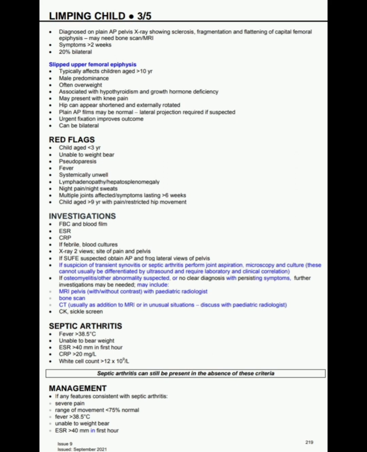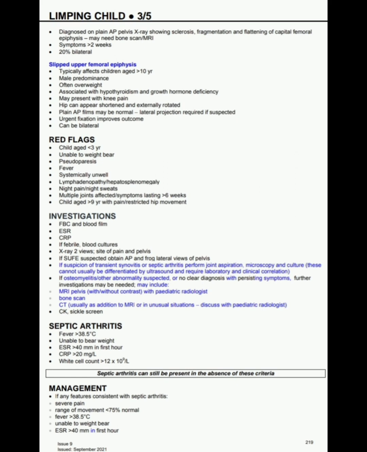Now for septic arthritis, the criteria we look for are: fever more than 38.5 degrees Celsius, unable to bear weight, ESR more than 40 millimeters in the first hour, CRP more than 20 milligrams per liter, and white cell count more than 12 times 10 to the power 9 per liter. Septic arthritis can still be present in the absence of these criteria. So when we find a child is limping, we first need to exclude septic arthritis. That is one of the important red flags of a limping child.